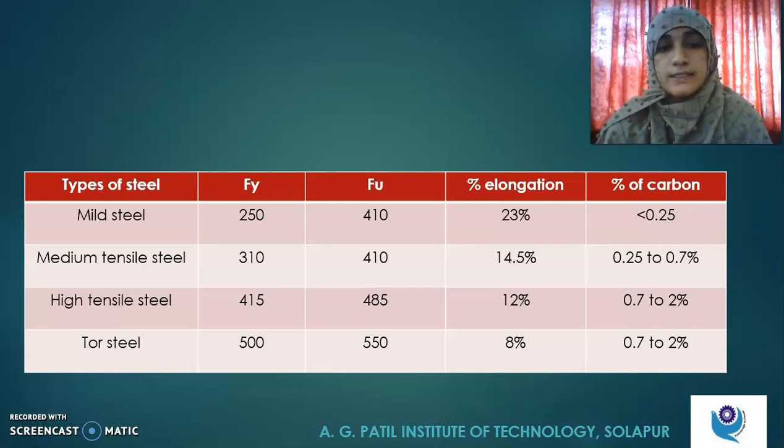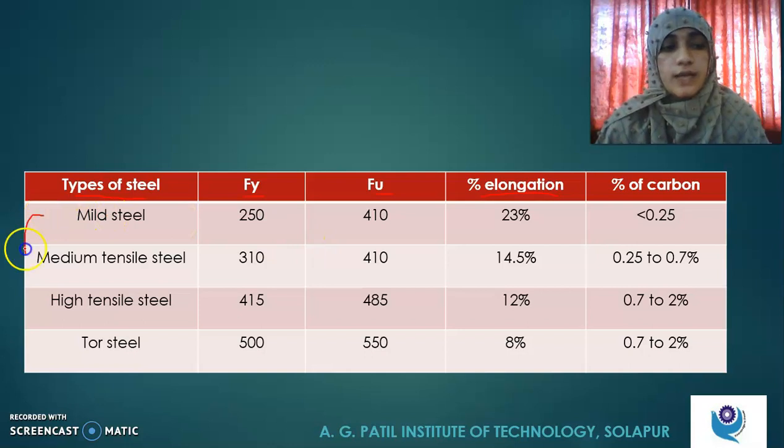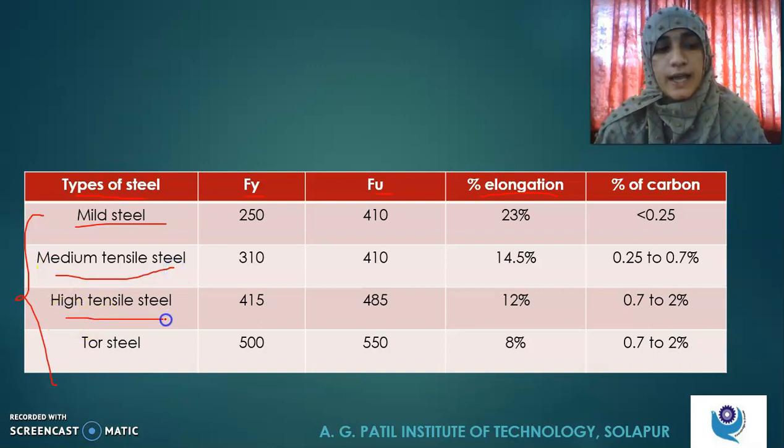Now, this table shows the mechanical properties, that is Fy, Fu, percentage elongation, for different types of steel. There are 4 types of steel. First, mild steel, then medium tensile steel, then high tensile steel, and the last one is tor steel.